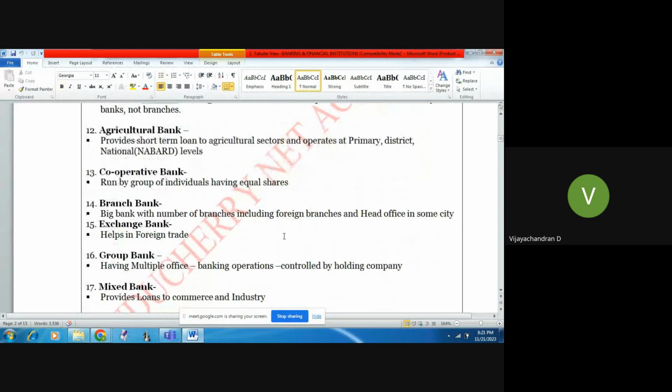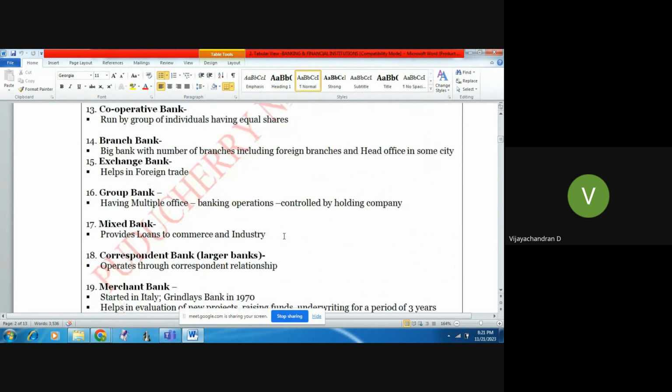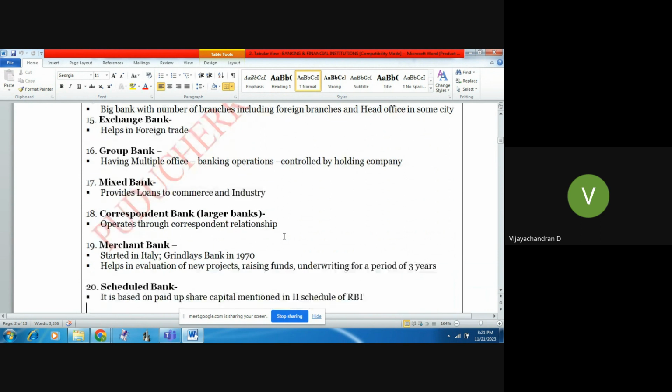Branch bank. Branch bank means what? It's the reverse of unit bank. Exchange bank only acts on foreign exchange. Group bank, mixed bank means what? Mixed bank is not only facilitating the commercial bank, it is also doing the function of the industrial bank, that is development. So it is a combination of both. That is known as mixed banking. Correspondent bank, a large bank, will do operations in a wider area.